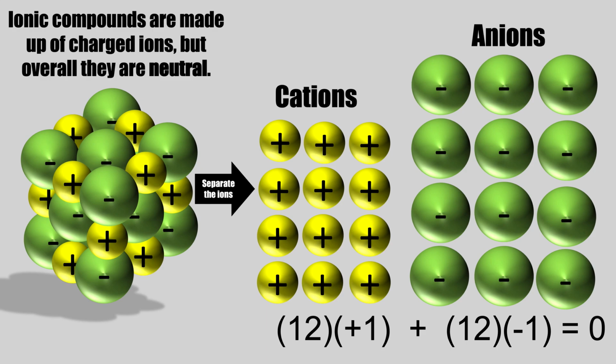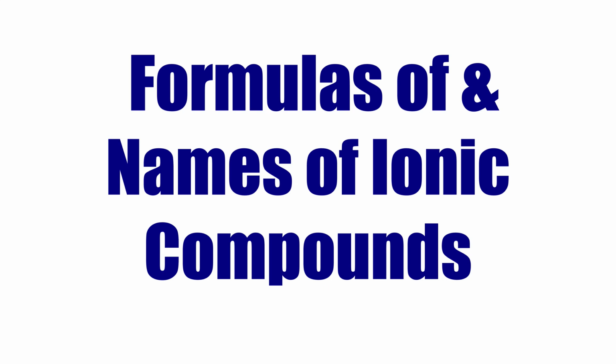So overall, the total charge from all the cations would end up canceling out the overall charge from all the anions as well. So even though it's made up of ions, the total charge from all the cations is going to cancel out the total charge from the negatively charged anions. So what we're going to look at are formulas and names of ionic compounds.